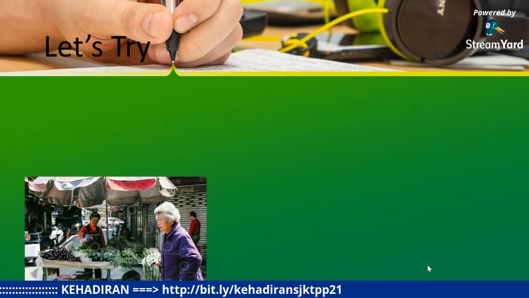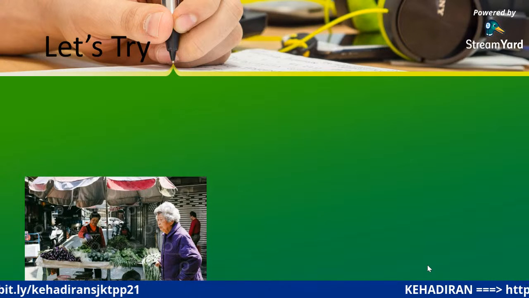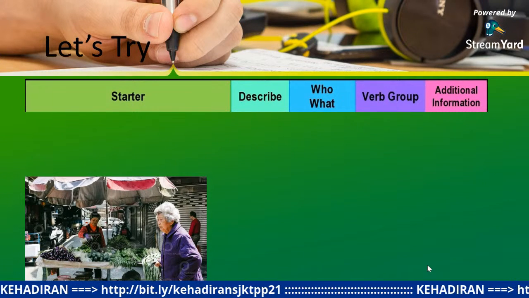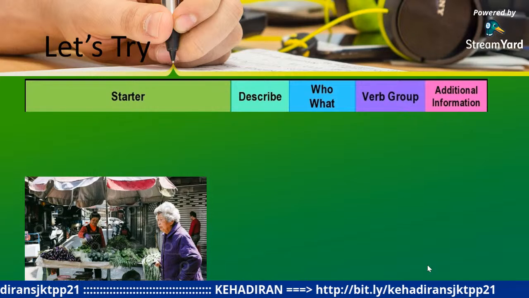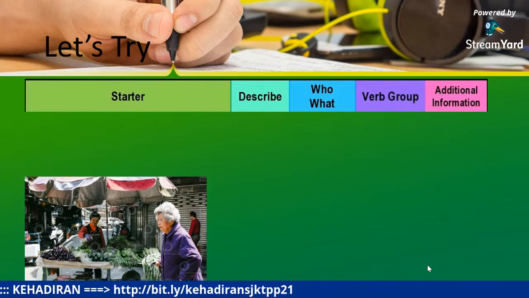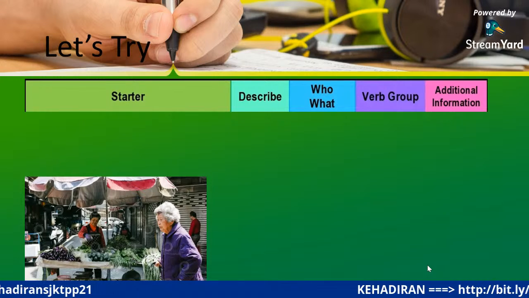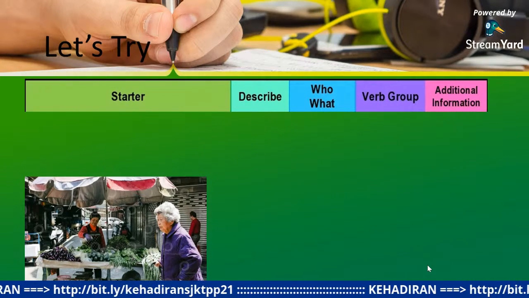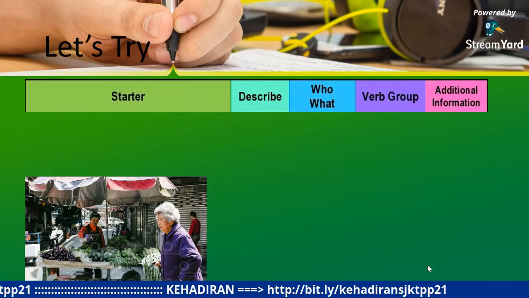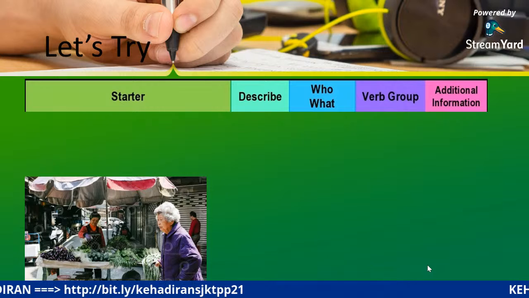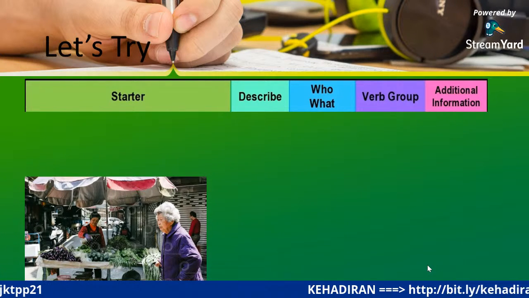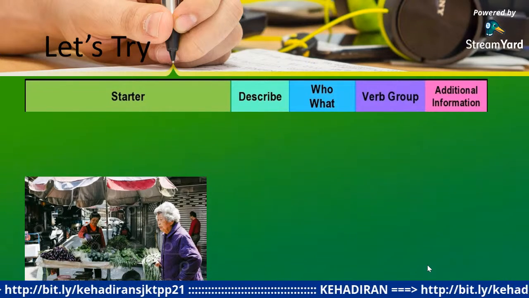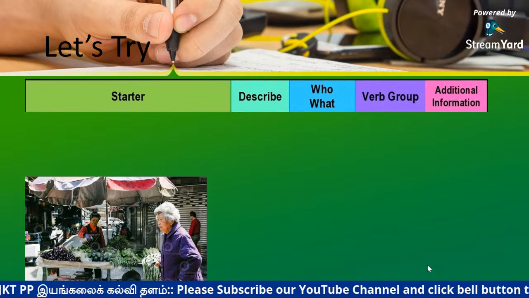Okay, now look at this picture, my dear viewers. You can see an old lady in the market, right? So I'm showing to you the framework. Why don't you try to make a sentence for me? Want to try? Starter, you can put an article or pronouns maybe. Description is totally optional. Who and what? Yes, we are talking about that old lady, but not necessarily you have to call her old lady. You can say grandma, your neighbor. You want to give a name? Go ahead. Verb group is optional to you. I mean, you can choose any verb you like. And I want to see some additional information as well. So try to write for me some sentence.